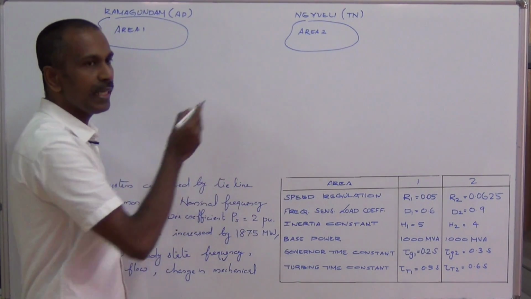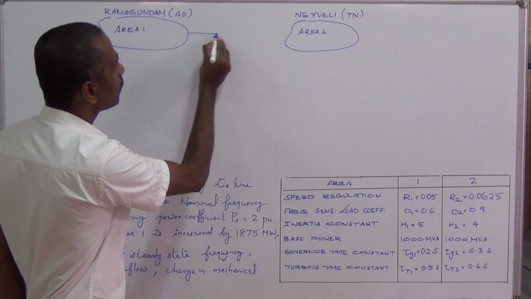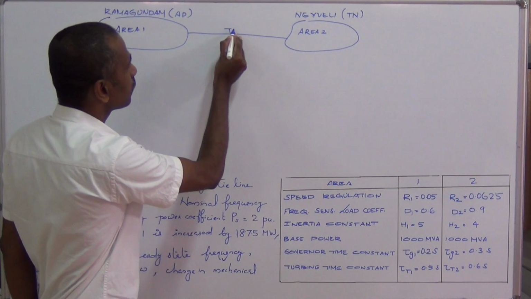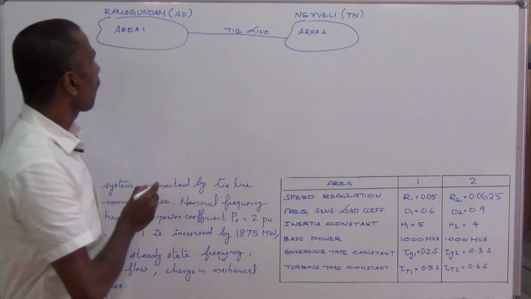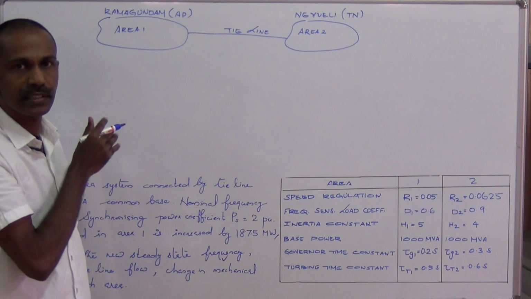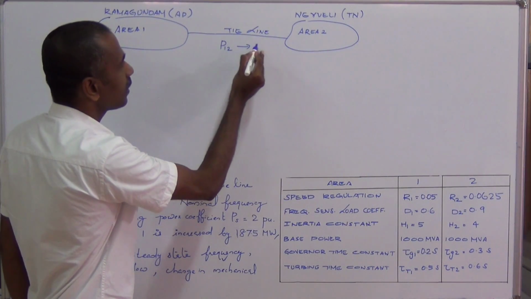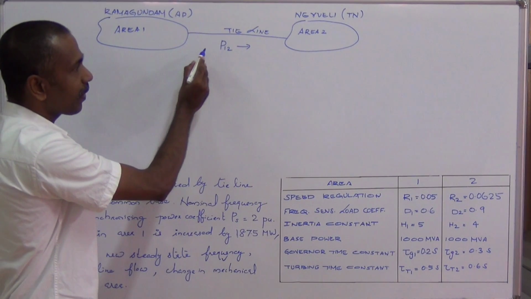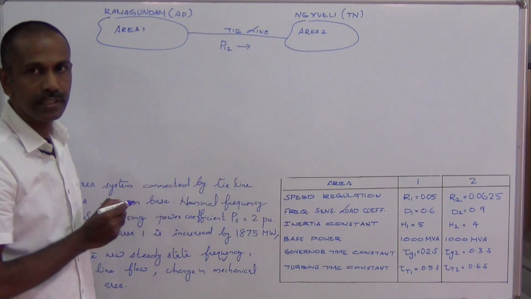Suppose these two single areas, or these two generating stations, are interconnected through a transmission line called a tie line. Now suppose we have a surplus power in the first single area system. So we are giving certain power to the second area. This is the tie line power, the power supplied to the second area through the tie line.